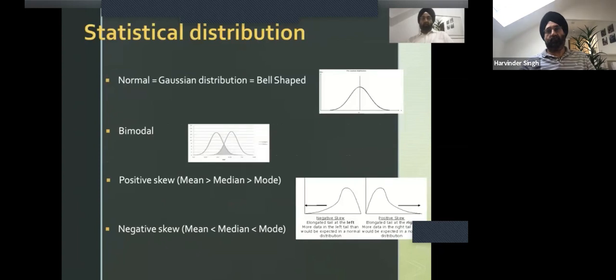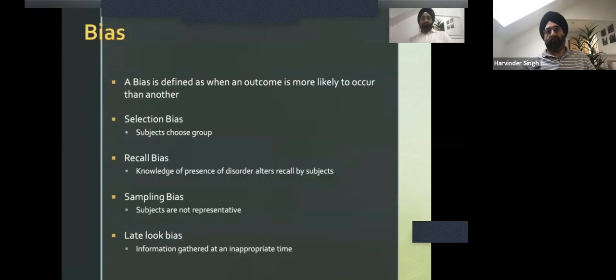It can be bimodal, like in the distribution of shoulder dislocations, which can happen early in age or later in age. There is positive skew, where there is a tail towards the right side, or negative skew, where the tail is towards the left side.